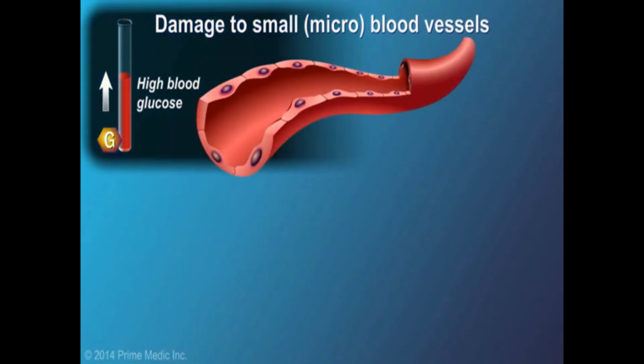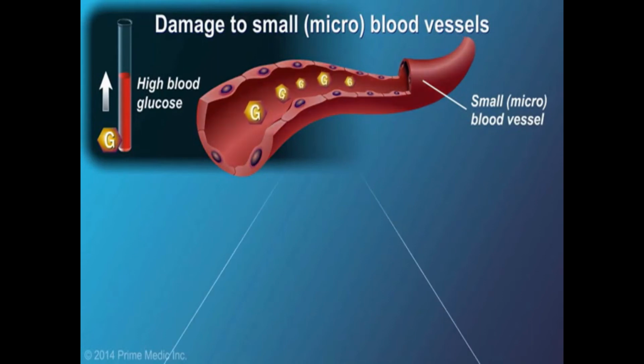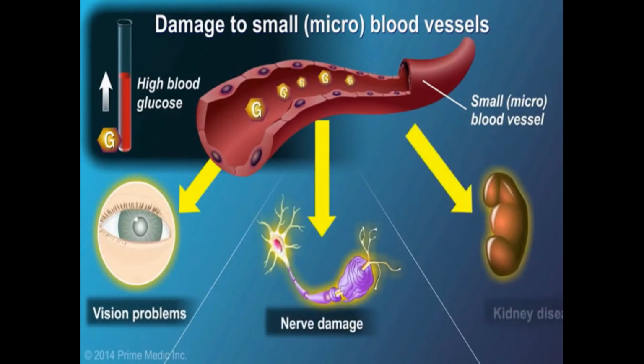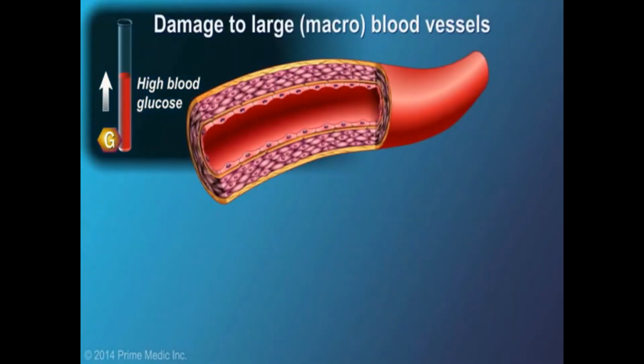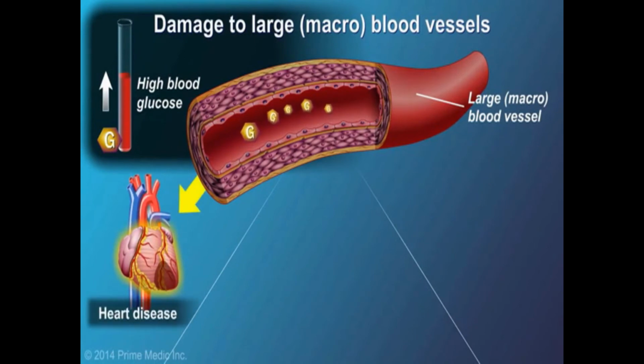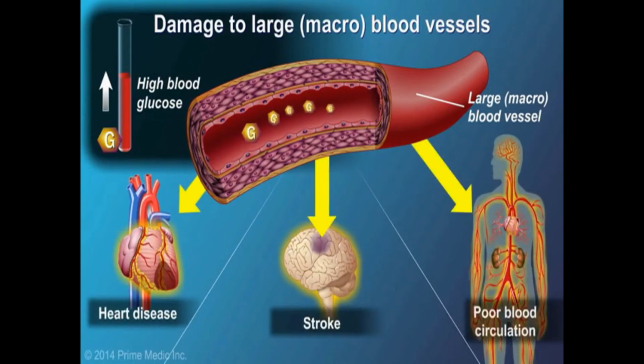Over time, high blood glucose damages the blood vessels, which can damage the organs that these vessels supply, leading to a variety of health complications. Damage to the small or micro blood vessels can cause vision problems, including loss of sight, nerve damage, and kidney disease. Damage to larger or macro blood vessels can lead to cardiovascular complications such as heart disease, stroke, and poor blood circulation.